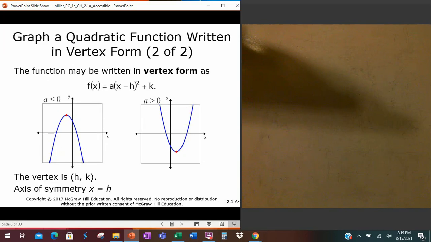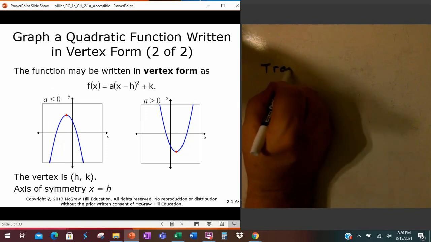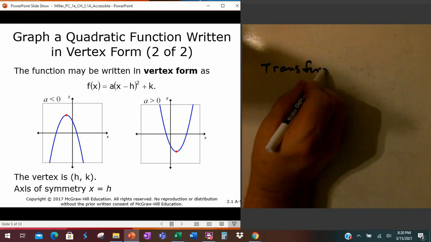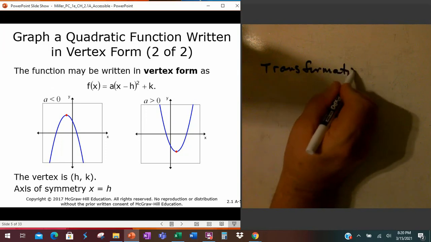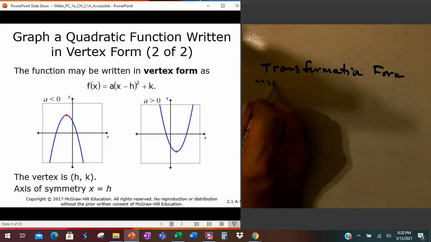And that vertex form should look familiar to you, in that it's also known as the transformation form. I'll go with that as a review. So transformation form, okay, slash vertex.